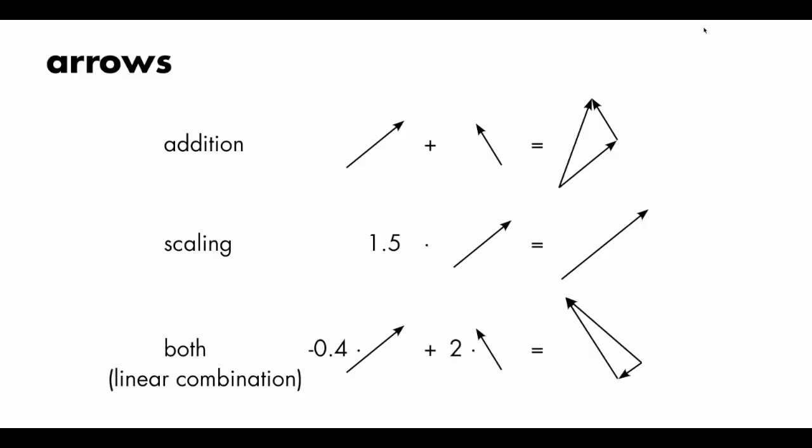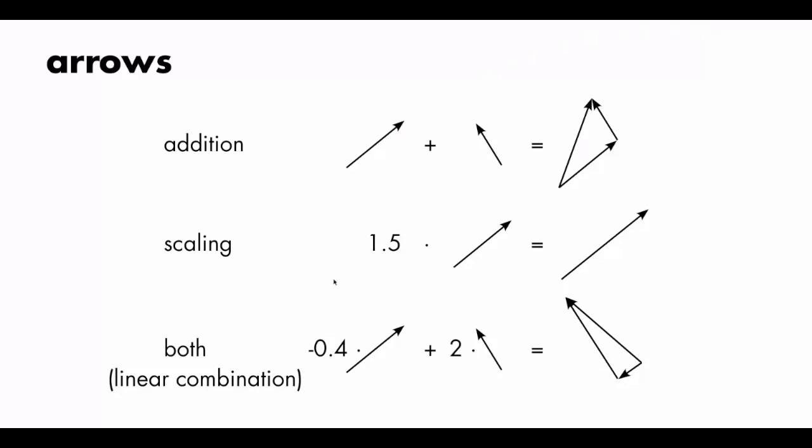Okay, so let's start with arrows. There are two things that we can do with arrows. One thing is, if we have two arrows, we can put one arrow at the end of the other arrow and connect the beginning to the end like this, and we call that addition of arrows.